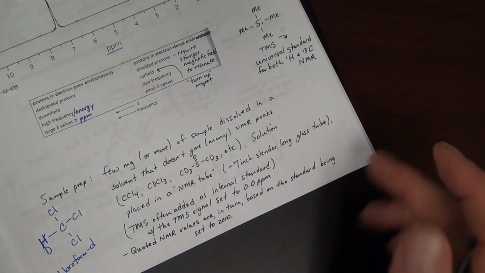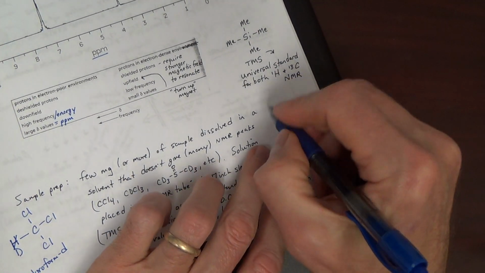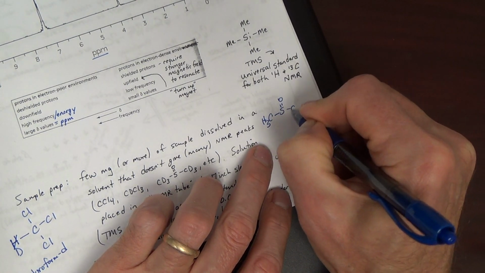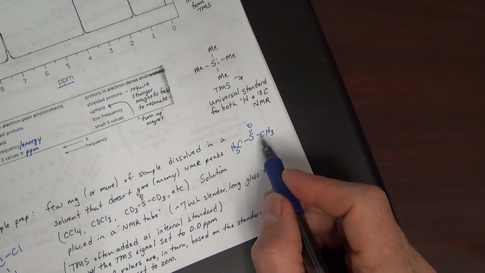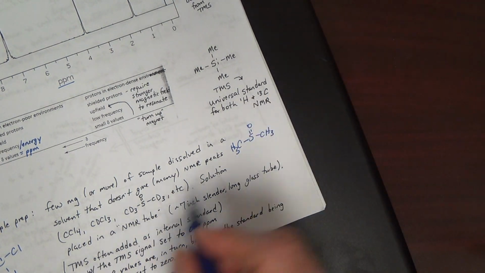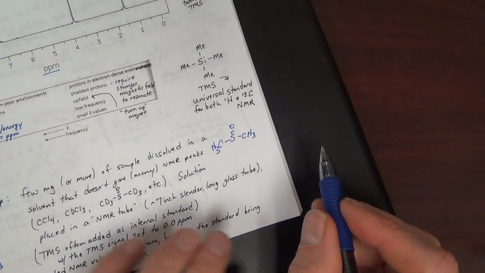Okay. Another common solvent is DMSO. This would be CH3SOCH3. It's more polar than chloroform. If your compound is highly polar, it may not even dissolve in chloroform. DMSO would be a better choice.